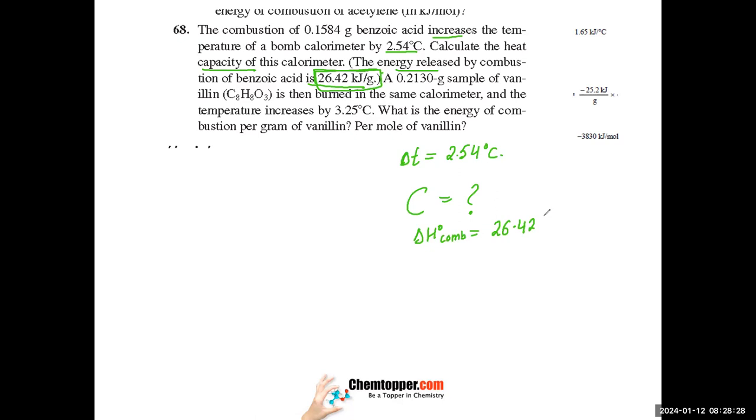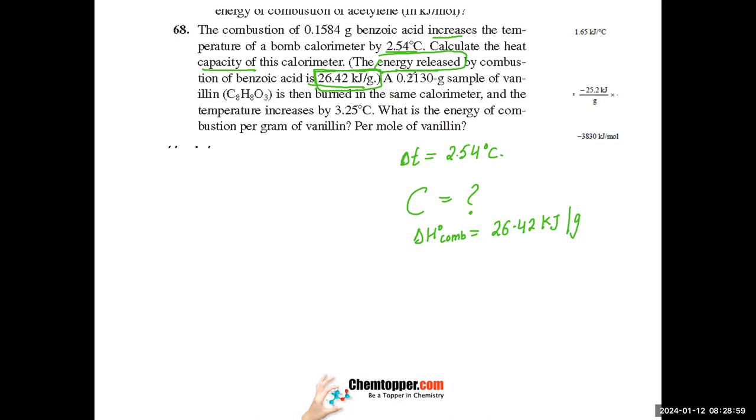26.42 kilojoules. What is the sign of this delta H naught of combustion? What is the sign? It's energy released. Wait, wait. They have not given the sign. So you have to take care. Because they are not saying delta H, are they, children? They are not saying delta H. What are they saying? Energy released.